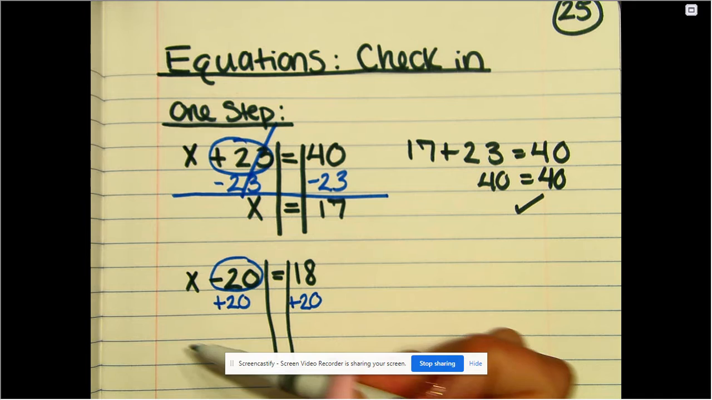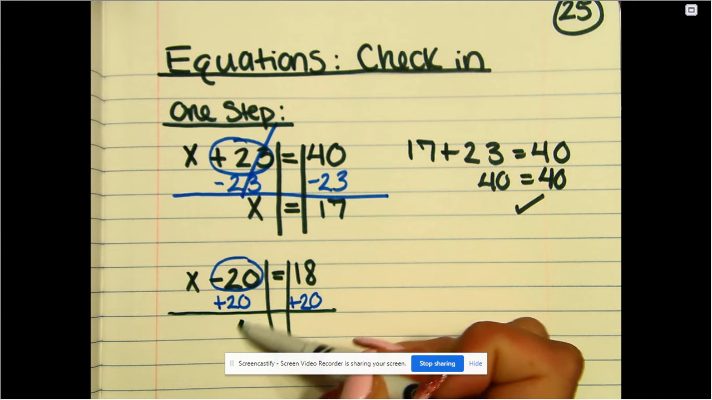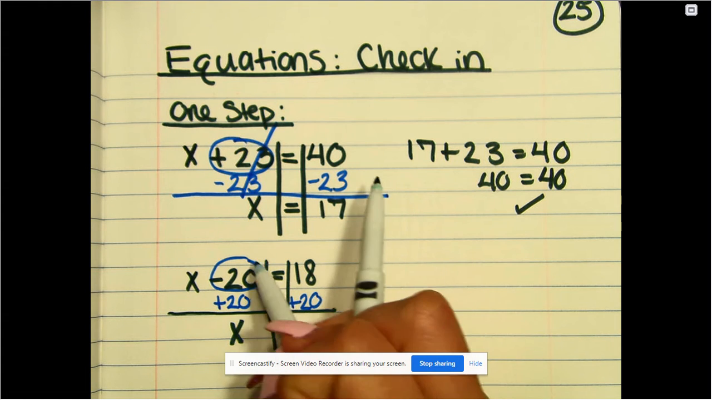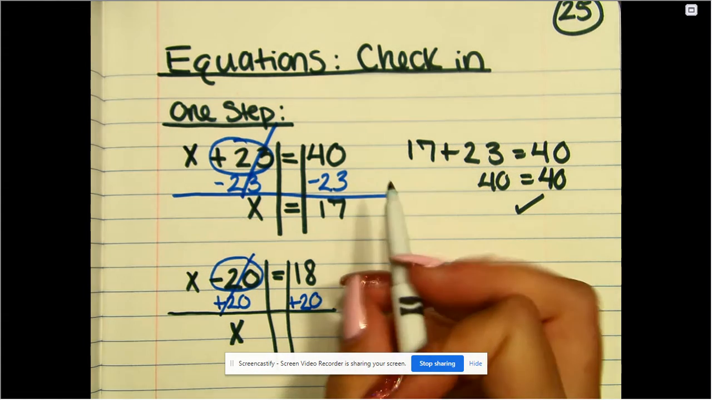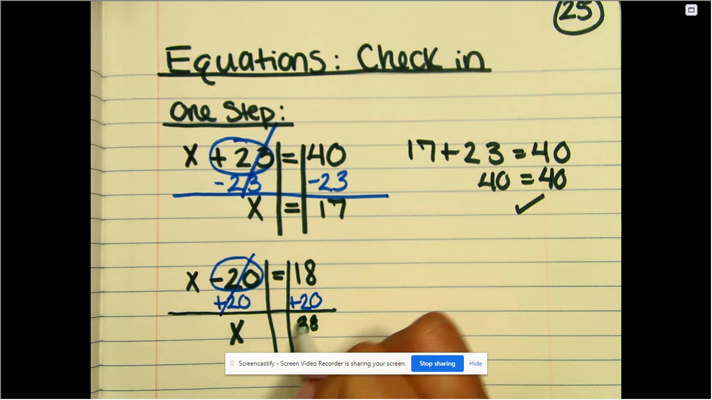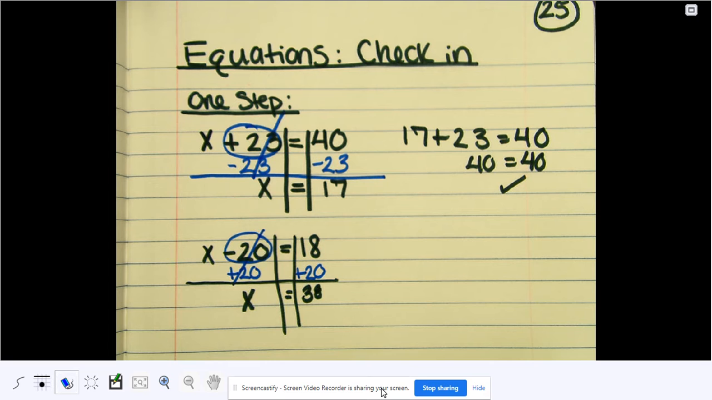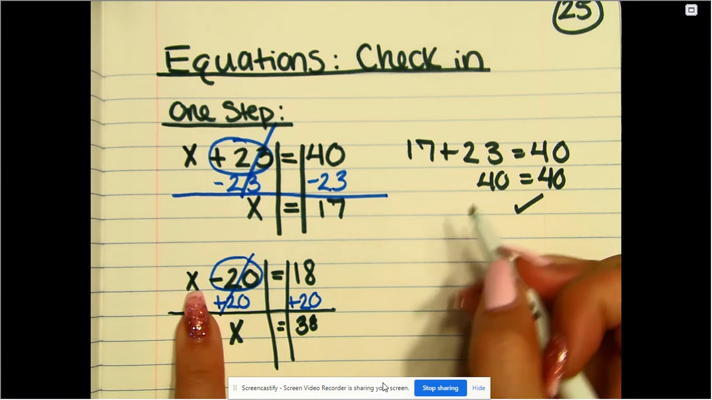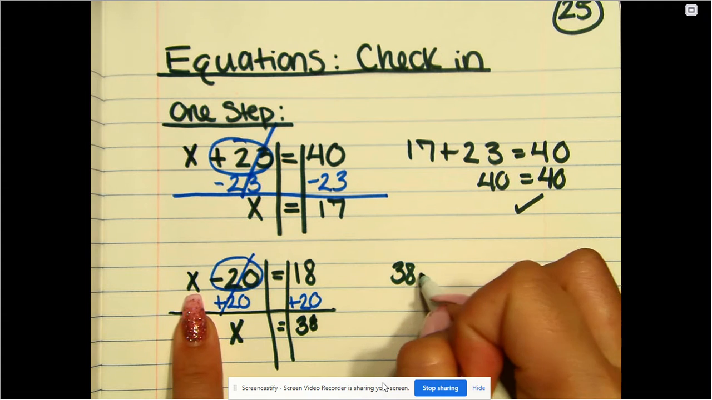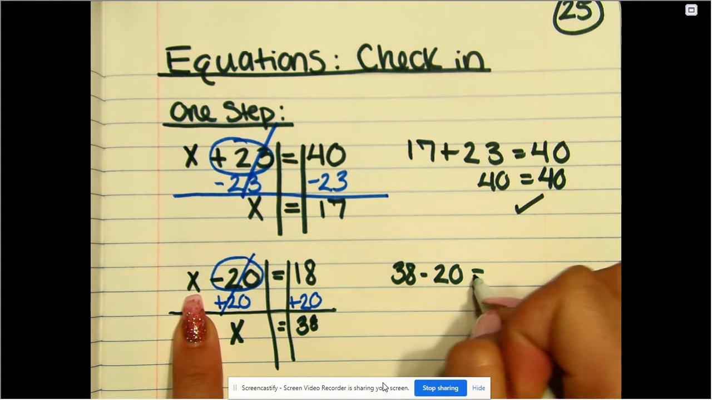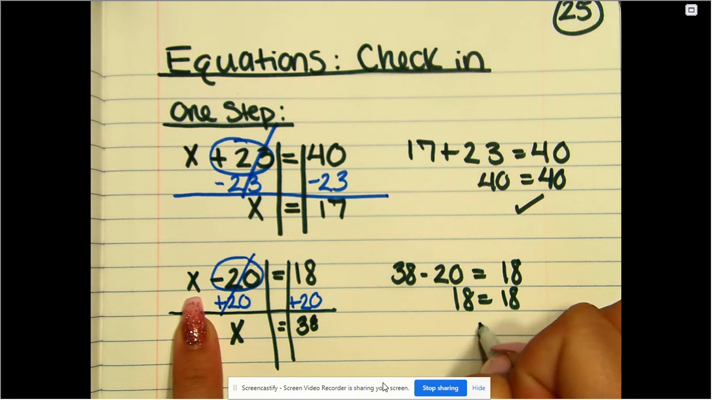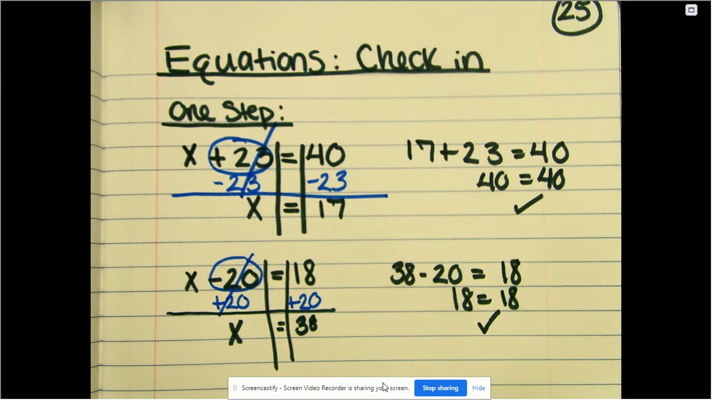Let me go ahead and draw the line here. Bring down my x value, and I'm able to do this because negative 20 plus 20 creates a 0 pair, and 18 plus 20 is 38. So x is equal to 38, and let's find out if I got that particular answer correct. Let's just plug it in where my x value is. And is 38 subtract 20 in fact 18? And it is. 18 is equal to 18, so I got that one correct.